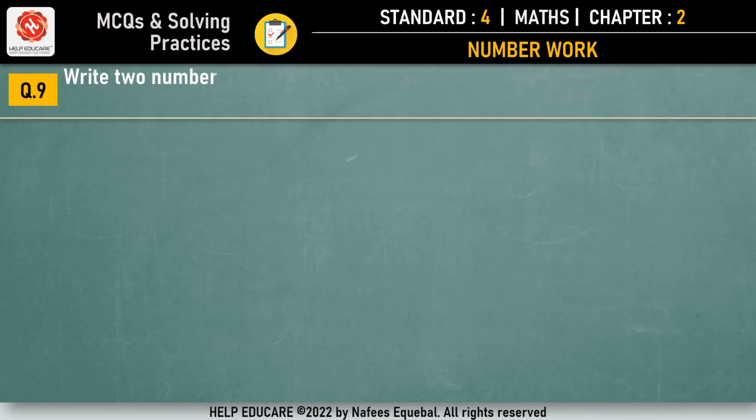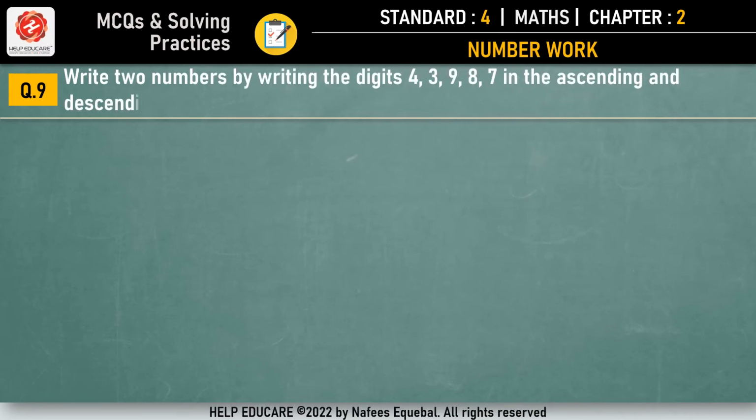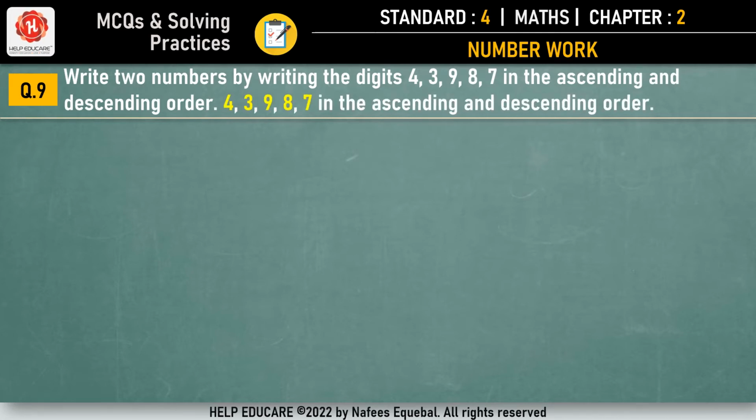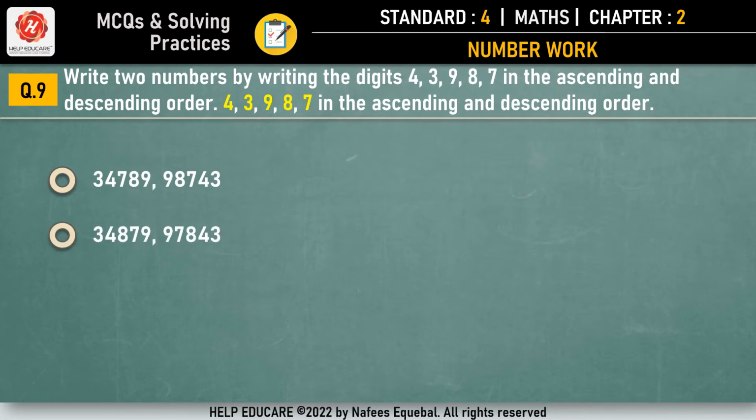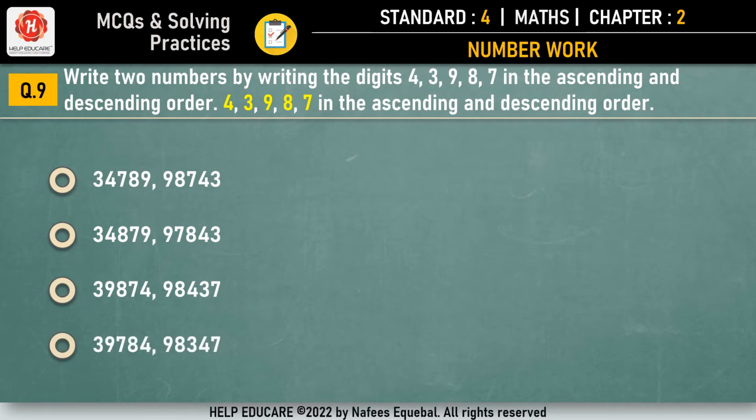Question number 9. Write two numbers by writing the digits 4, 3, 9, 8, 7 in the ascending and descending order. Answer will be displayed in 10 seconds.